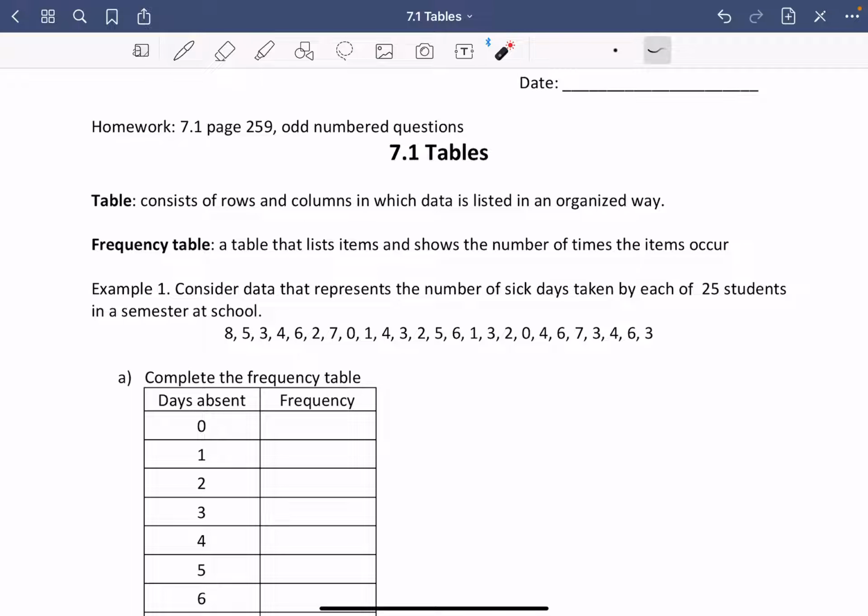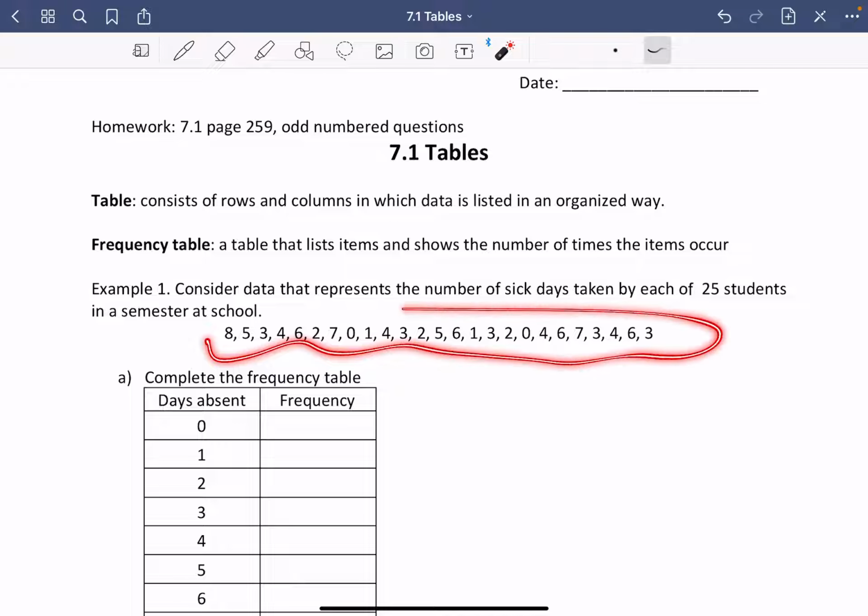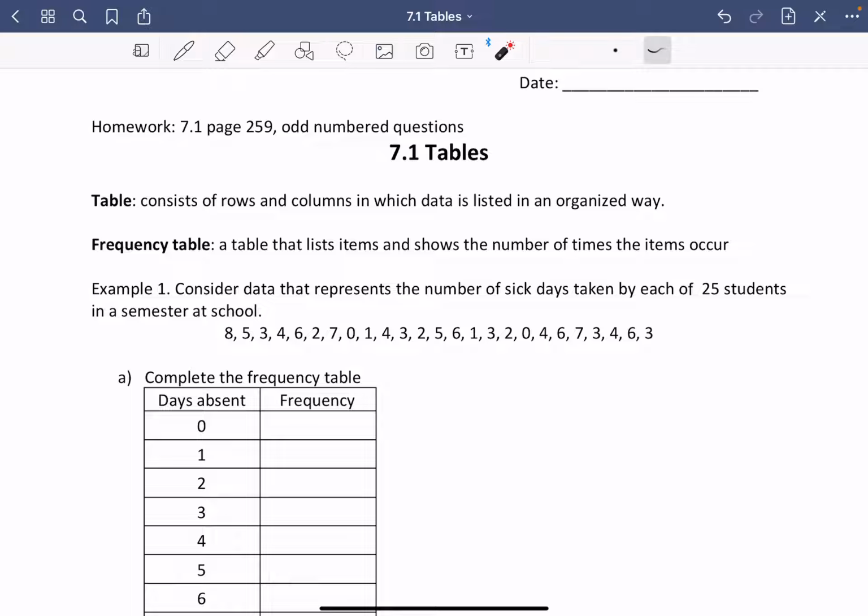Okay, what is a table? A table consists of rows and columns in which data is listed in an organized way. And this will allow us to draw conclusions more easily. If your data was like these, it's just a bunch of numbers. What conclusion can we draw from these? It's very hard to draw a conclusion from a bunch of numbers, right? That's why we'll need tables.